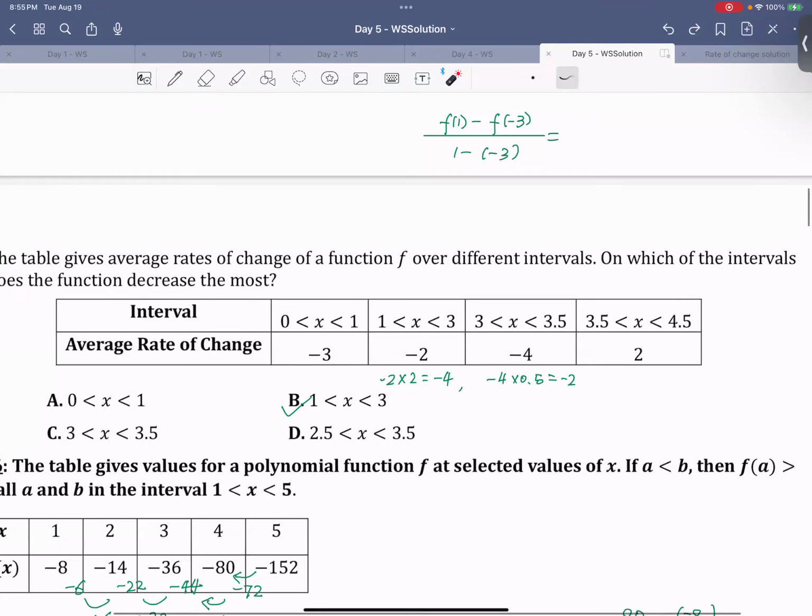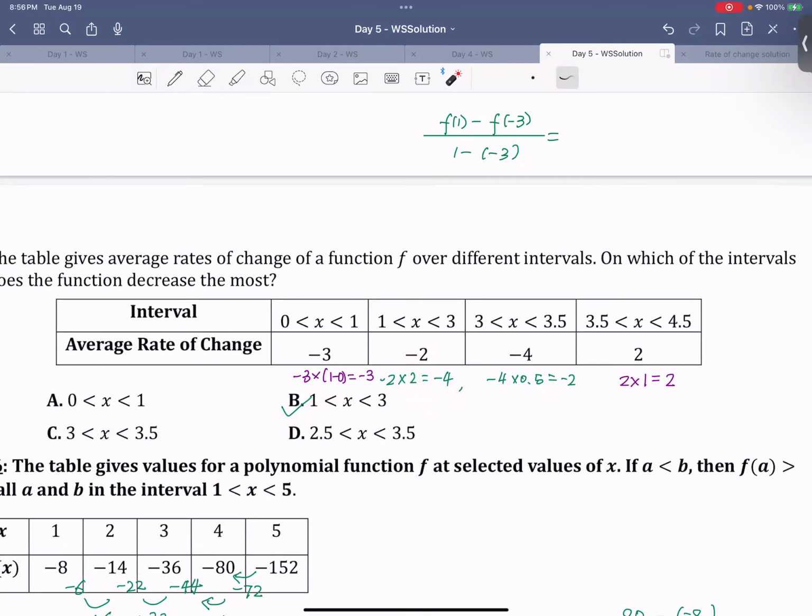This one is -3 times 1 minus 0, which is -3. This one is -2 times 2. This one is -4 times 0.5. This one is 2 times 1, which is 2. So the one that decreases the most is that one. No, sorry, this one, which is 1, 2, 3.